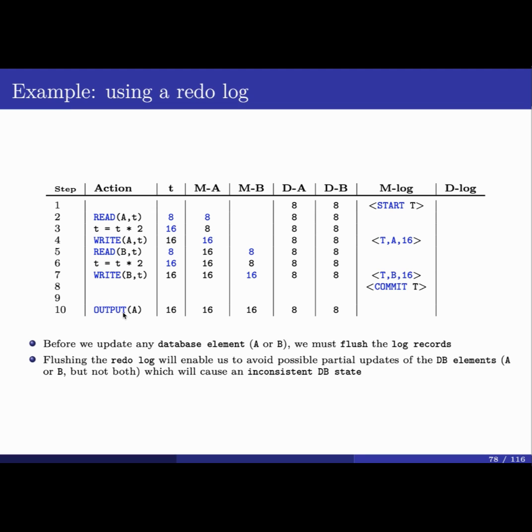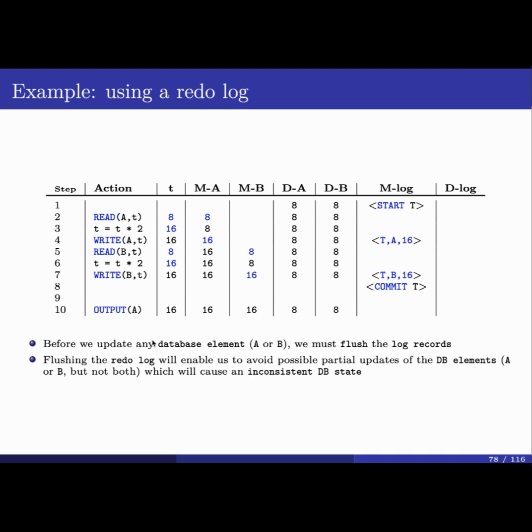If the transaction, for example, says now I need to output A, before you do this, what you have to do is make sure that the log entry is stored in the disk first, before you modify the database element in the disk. You need to have a guarantee, an insurance, that this piece of information is stored in the disk. So if anything bad happens, I'm still able to redo the action made by this transaction.